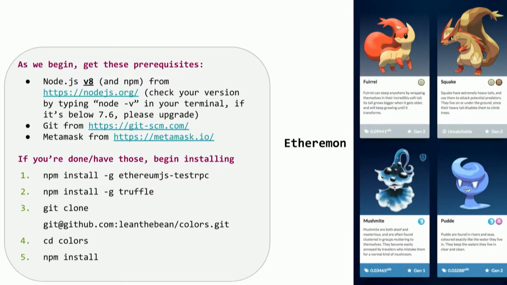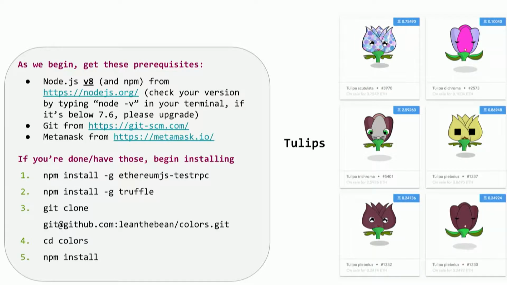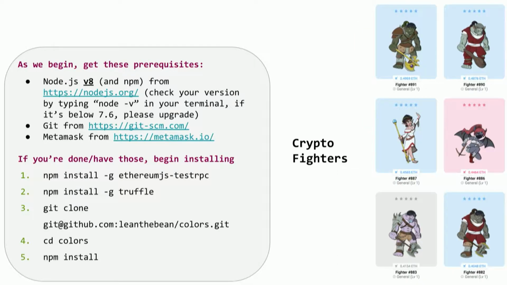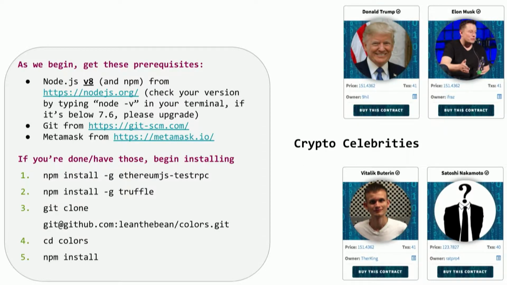So Ethereum came after. They were kind of blamed to be a Ponzi scheme. That's okay. Tulips came after, I think. Crypto Fighters, many, many others. And now we're in this current fad of crypto celebrities. Right now, if you wanted to purchase a crypto celebrity, you can buy Donald Trump. Last time I checked, he was 151 Ether. So there's a lot of money in these crypto collectibles.